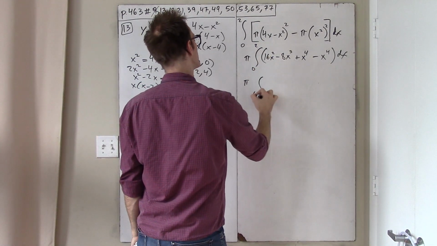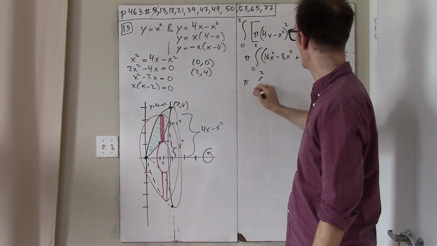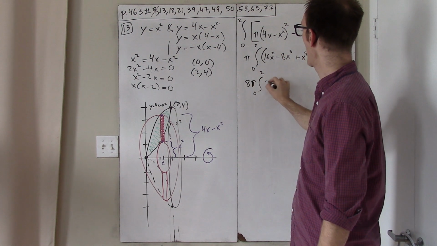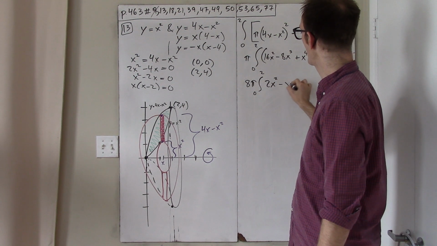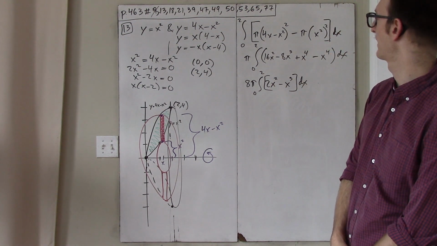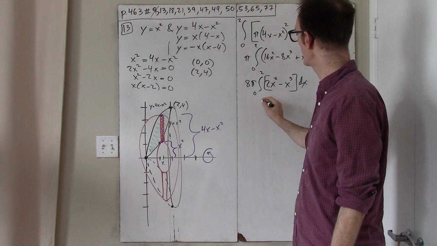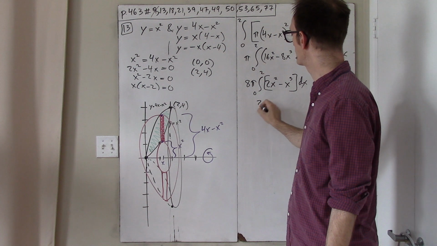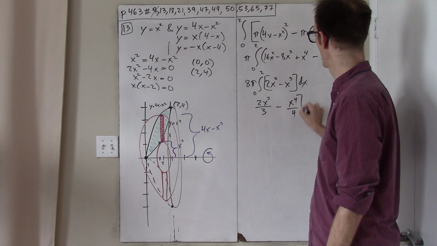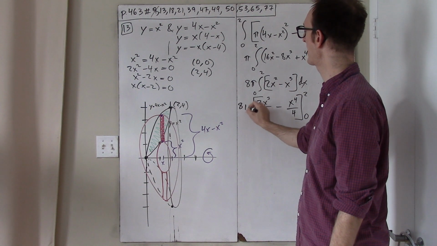So I get pi times the integral from 0 to 2 of, well, I can even take out an 8 maybe. If I take out an 8, I get 2x squared minus x cubed, and now we just do this integral, which doesn't look that hard anymore. So what do we get? Up a power, so that's 2x cubed over 3 minus x to the 4th over 4, evaluated at 2 and 0, and I multiply the whole thing by 8 pi.